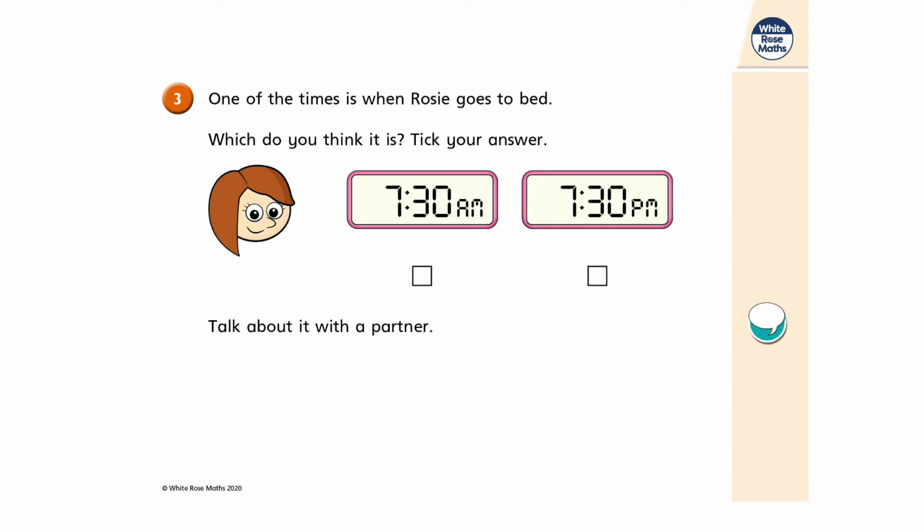Then let's have a look at number 3. One of the times is when Rosie goes to bed. Which one do you think it is? And instead of talking to a partner, can you write down why you ticked that one? So is it 7:30 a.m. or 7:30 p.m. when Rosie goes to bed?